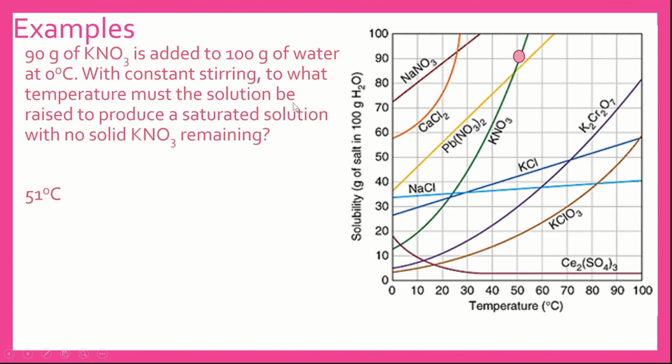If I continue to go much past 51 degrees, at that point KNO3 is going almost straight up here. Look at the slope on that line. If I went much past 51 degrees, I would no longer have a saturated solution. If I went out to 55 degrees, look, I'd be 10 grams shy of a saturated solution. So make sure you stop right at 51 degrees for that solution.